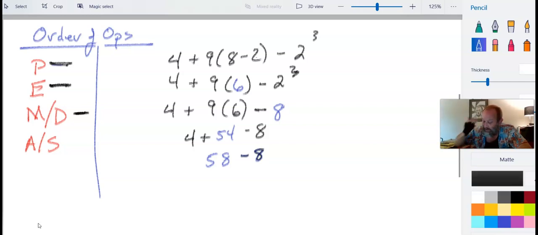There we go. Minus 8. And then we only have one operation left. 58 minus 8 is 50. Right? So there were a lot more steps to that. But notice something here. When we looked at the very first step, we only had to do one operation.